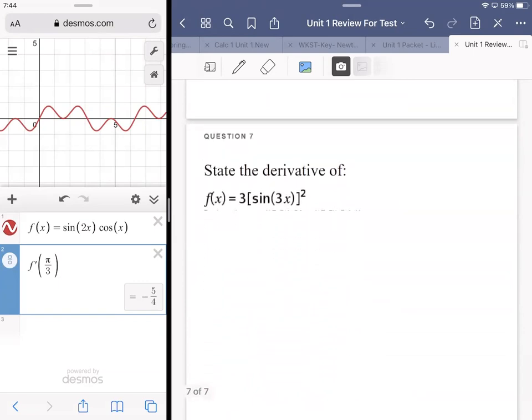Because I make up for it with a question like this. State the derivative of... now you see this is a function within a function, right? So this is a chain rule situation, but I got a little silly here and I put an extra link to the chain. So let me show you how this works.